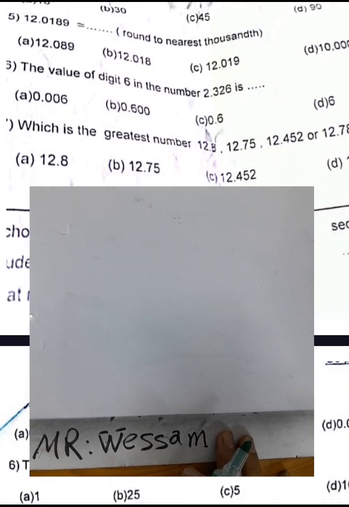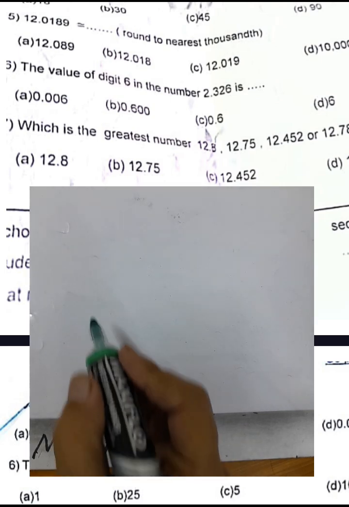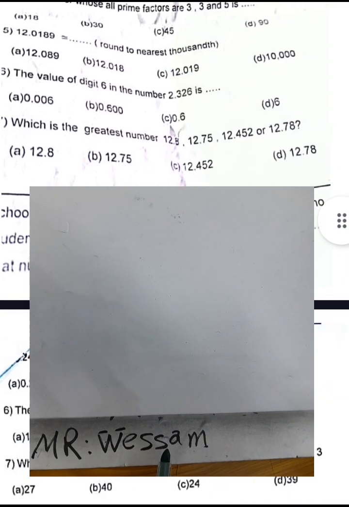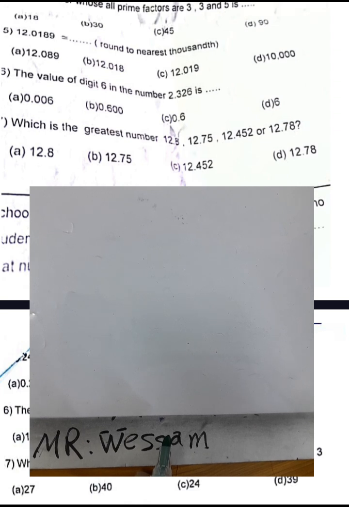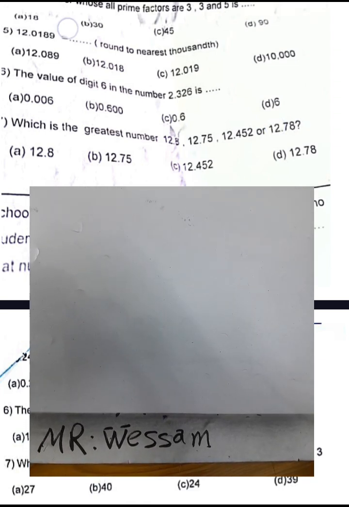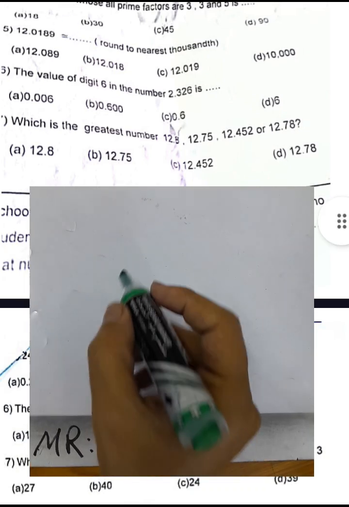Next example. Number 4, last question here. Which is the greatest number here? We have 12.8, 12.75, 12.452, 12.78 and 2. Then the greatest number will be 12.8. It's the greatest number here, 12.8.